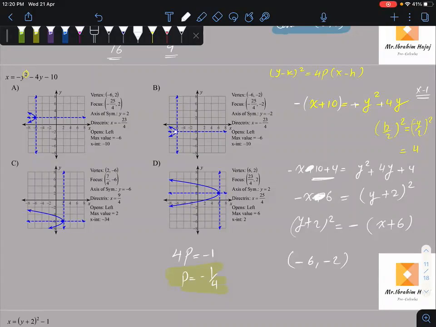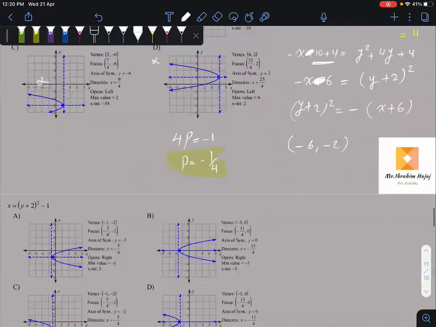Where is the focus, guys? The focus. We are searching for the focus. This is the center, which is 6 and no, yeah, it's not here. No, no, it's negative 6 and negative 2, not positive 2, so it's B. Yeah, next question.